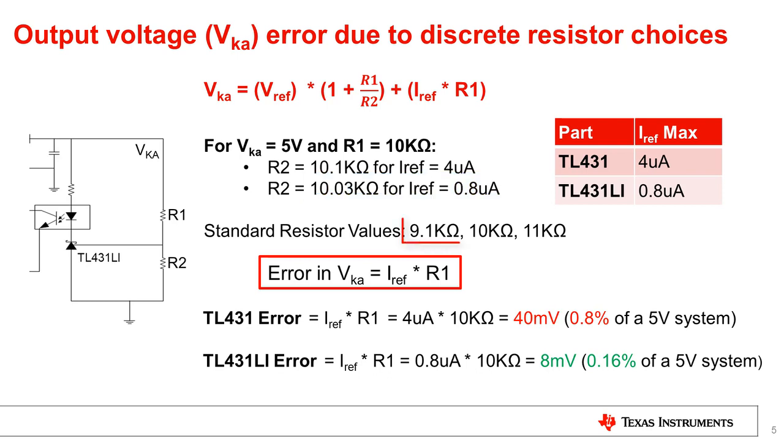Since resistors come in discrete and standard values, most designers would select 10 kiloohms for their design. Since R1 equals R2, the error for VKA would focus only on the second portion, IREF times R1. Therefore, calculating the error for an industry standard TL431 yields 40 millivolts, which represents a 0.8% error of a 5-volt system. However, the TL431Li yields only 8 millivolts of error, equivalent to 0.16% of a 5-volt system. Note that in order to ensure low standby power consumption, R1 and R2 are generally large, in the range of 10 kiloohms or above.